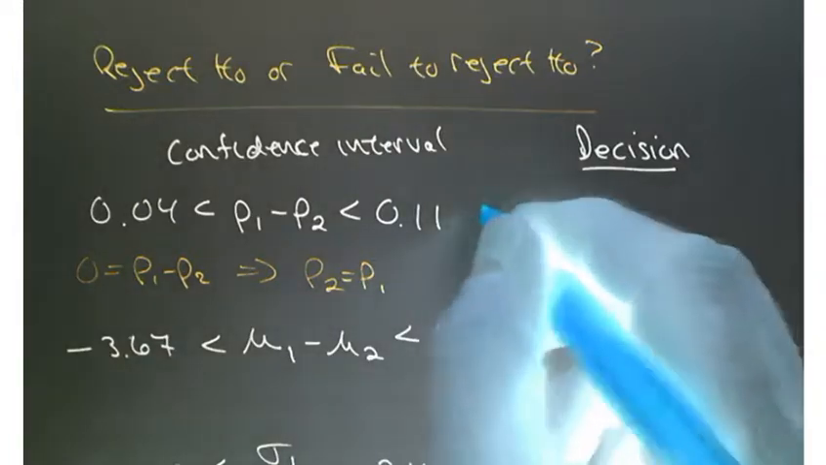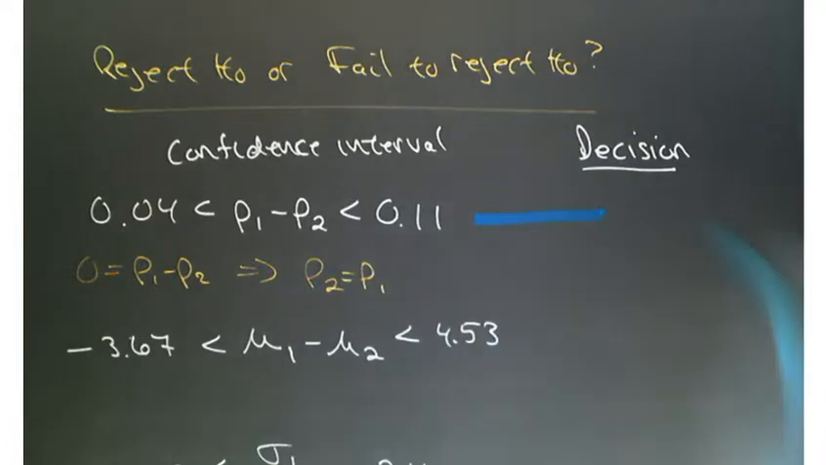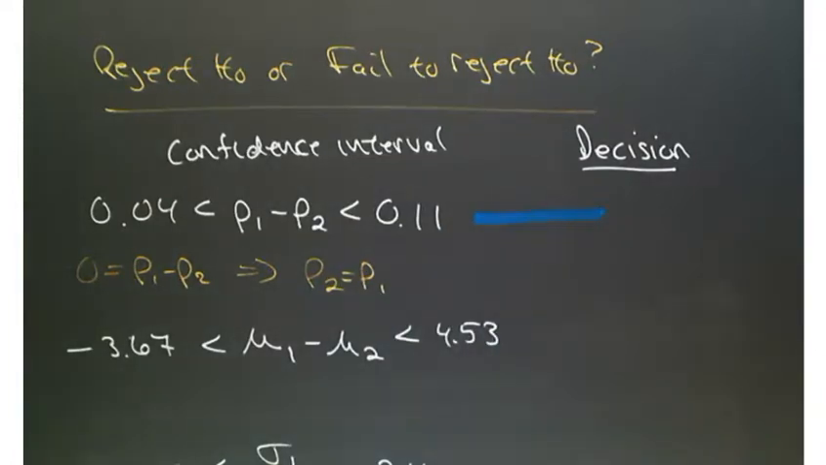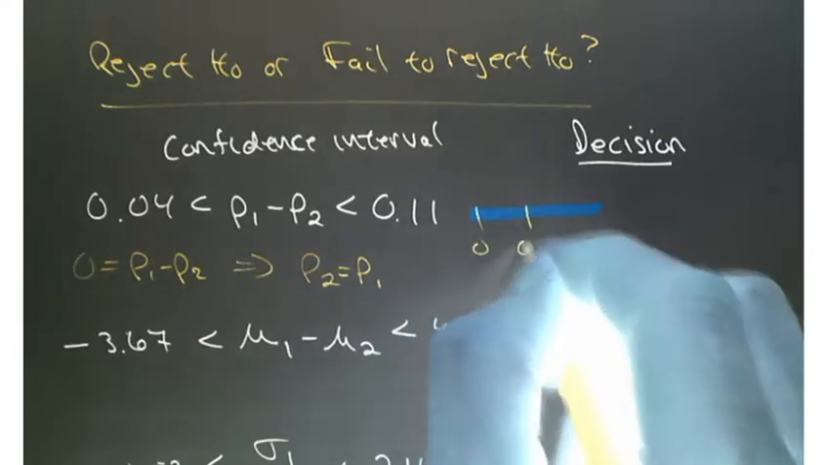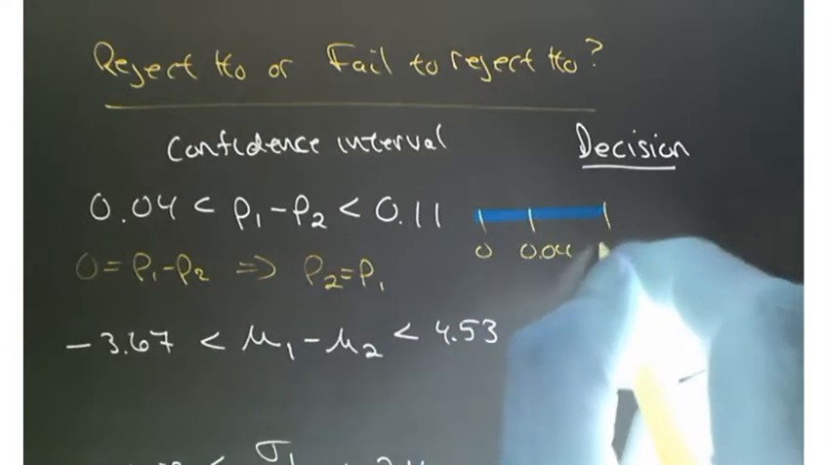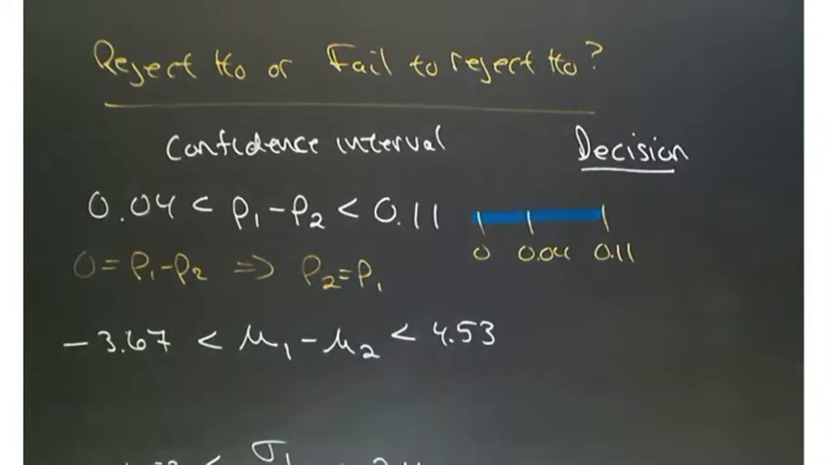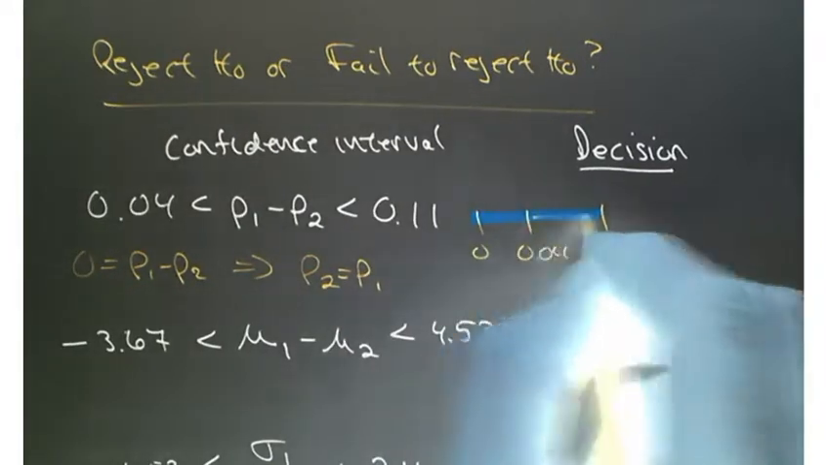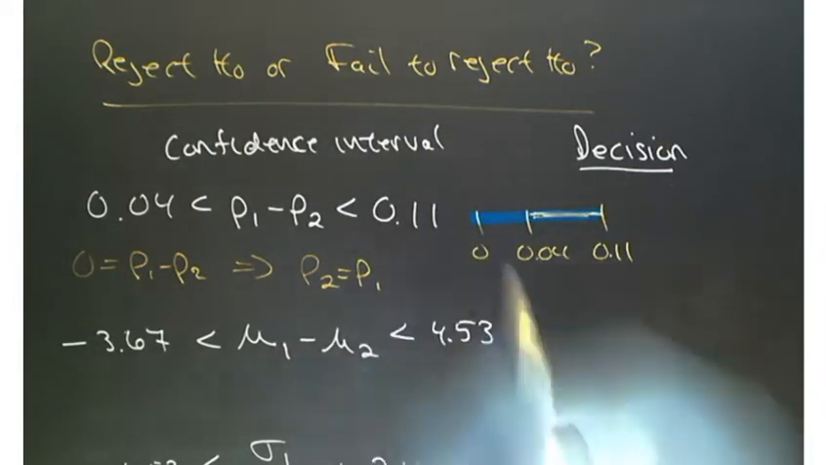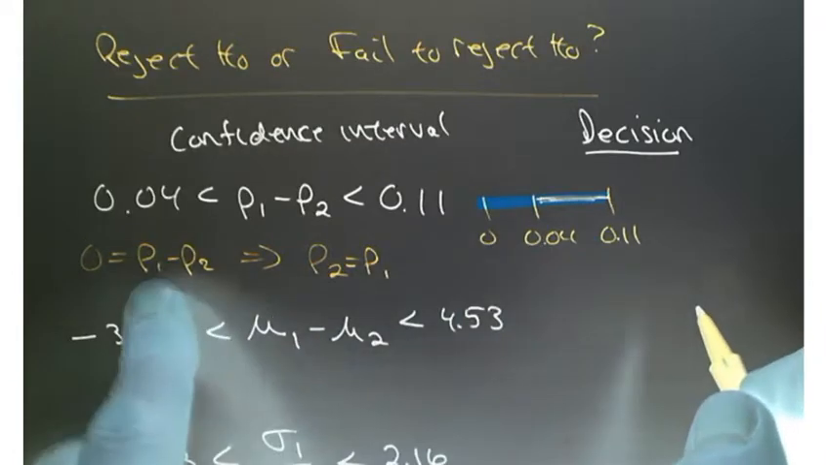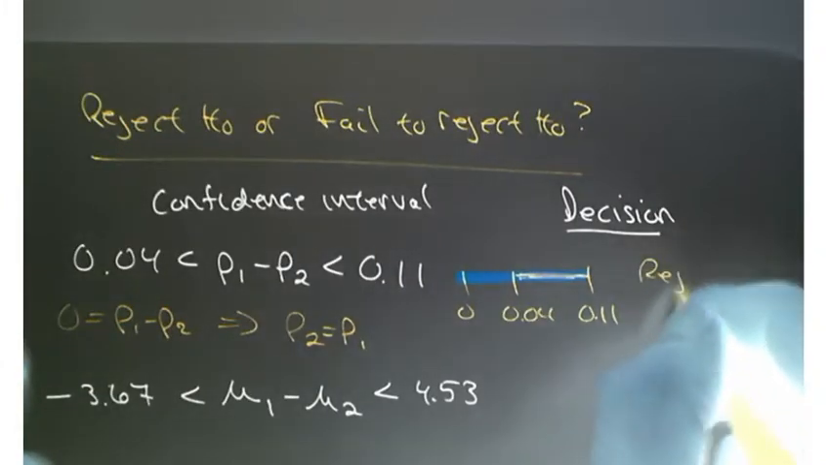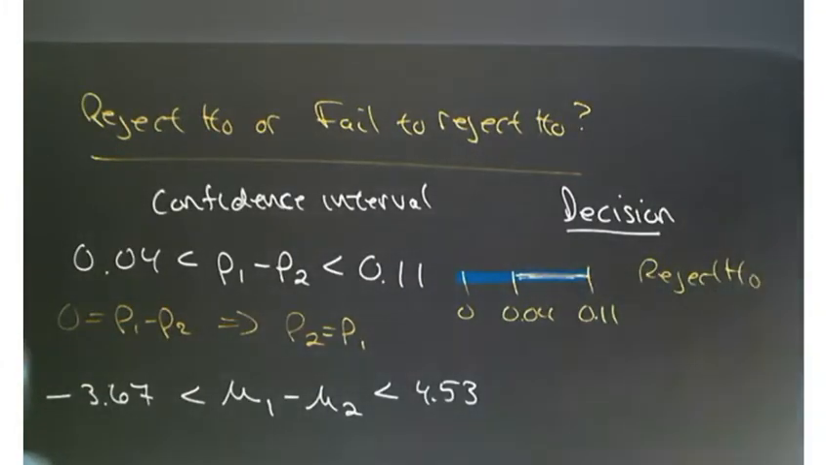Here, let's add some color to this because it's really cool. There, awesome. So you have 0 here, 0.04, and 0.11. Our confidence interval is here. It doesn't contain that number. So if that's true, that our confidence interval doesn't contain 0, then you should be rejecting H naught. Reject H naught.